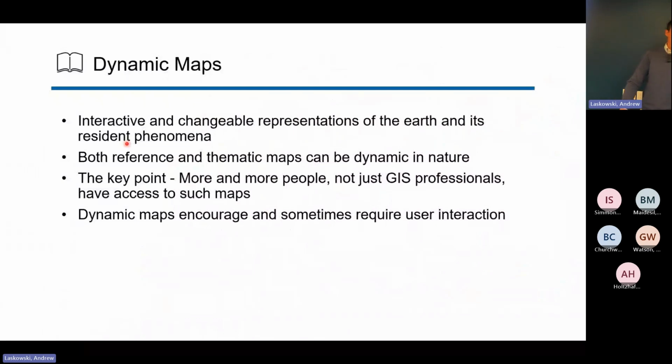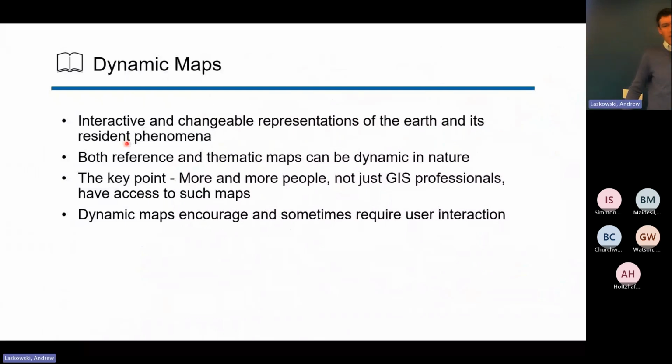All right, so we talked about reference maps and thematic maps. Let's talk a little bit about dynamic maps as well. So these are interactive and changeable. We are probably all familiar with dynamic maps. Both reference and thematic maps can be dynamic in nature. It just depends on how they are distributed, right? If they are on a website or a web application that you can install on your phone, it's probably dynamic. Whereas if it's distributed as a PDF or even a printed piece of paper in a book or on the wall, that would not be a dynamic map. I would refer to that as a static map or a physical map.